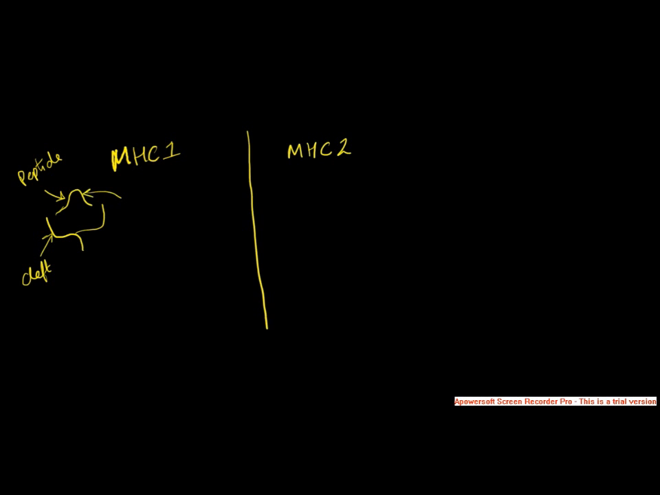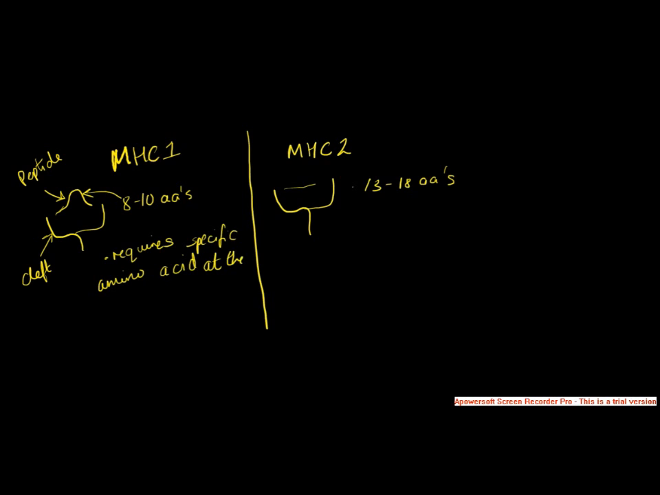The MHC1 molecule is only capable of presenting peptides of 8 to 10 amino acids. In comparison, the MHC2 is capable of presenting peptides of 13 to 18 amino acids in length. Furthermore, the MHC1 requires specific amino acids at either end of the peptide binding cleft to act as anchors to secure the peptide in the cleft. These are usually hydrophobic residues such as leucine and isoleucine, whereas the MHC2 molecule has no such requirement.